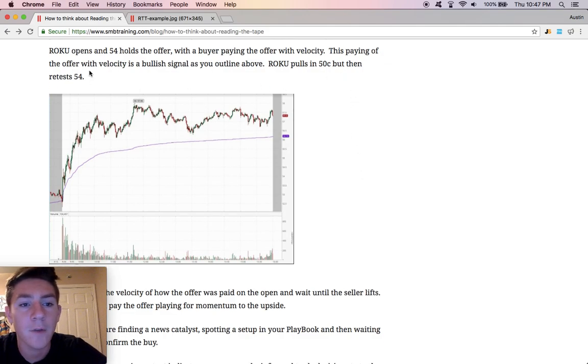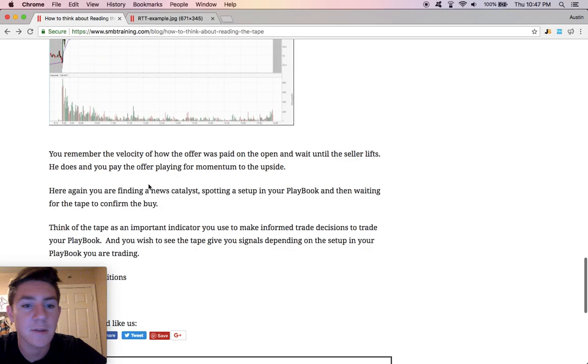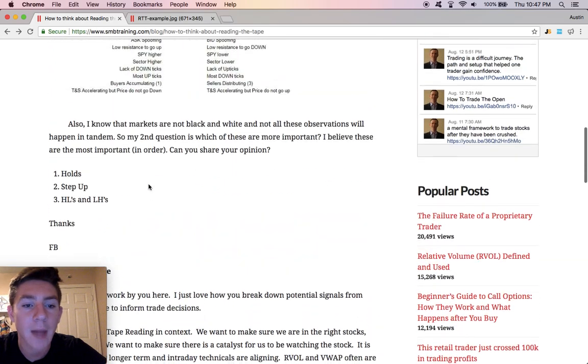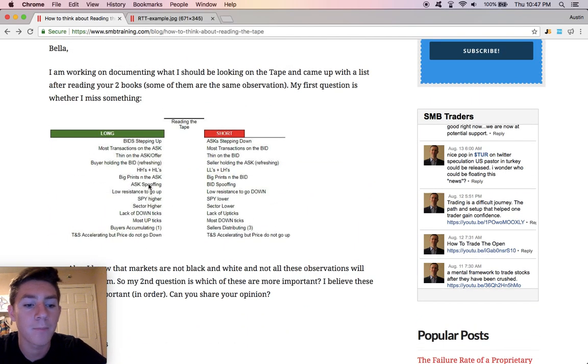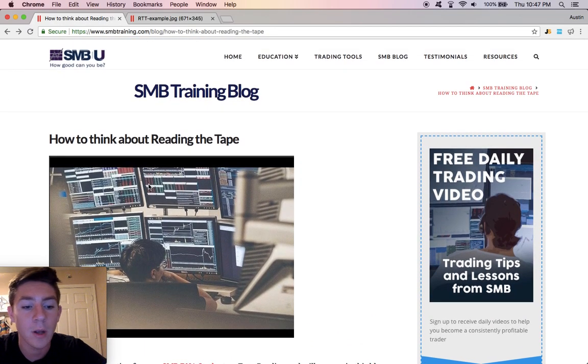This buying of the offer with velocity is a bullish signal, as you outlined above. Roku pulls in 50 cents, but then retests 54. So that's just something interesting. If you want to read through, they have a lot more on tape reading and good stuff like that. Again, I'm not an expert, but I can explain it to the best of my ability, and I will later do a video of actually showing it with a stock in play.